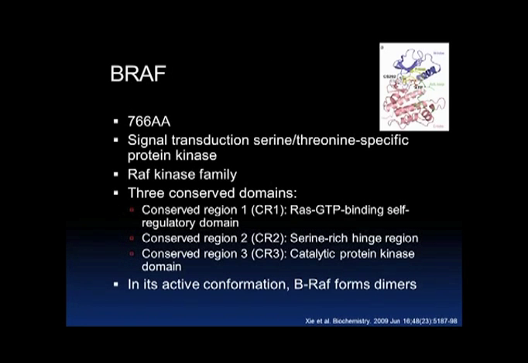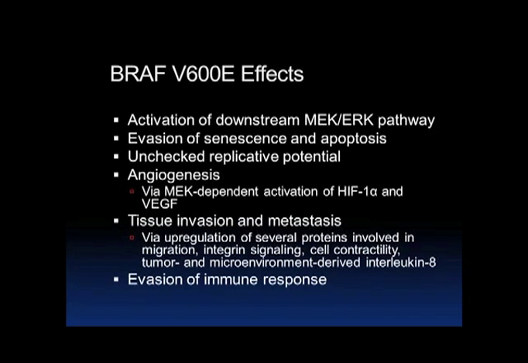Now, what is BRAF? BRAF is a 766 amino acid signal transduction serine threonine specific protein kinase, and it's part of the RAF kinase family. It actually has 3 conserved regions, one that binds RAS GTP and is self-regulatory. The second conserved region is the serine-rich hinge region, and the third region is the catalytic protein kinase region. Now, when it's active, BRAF forms dimers.